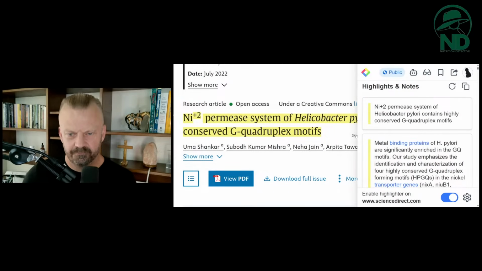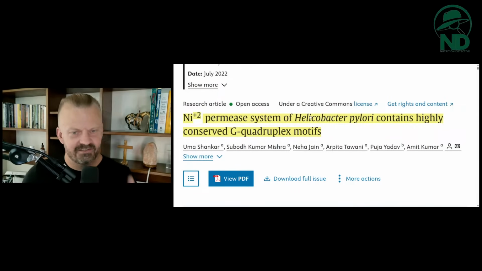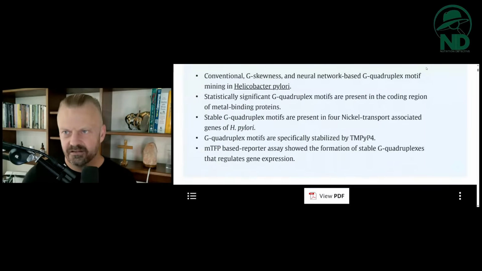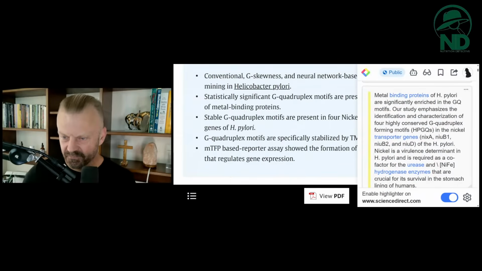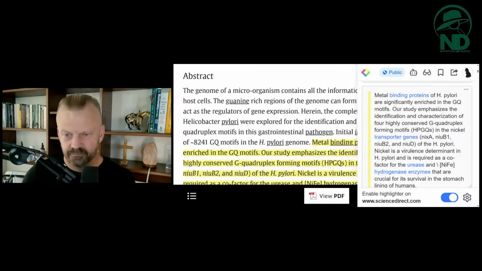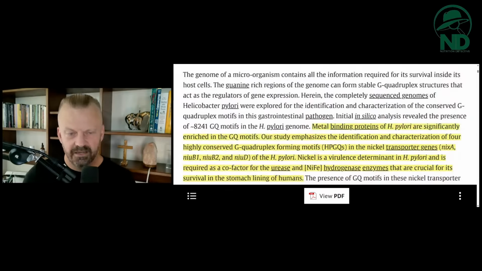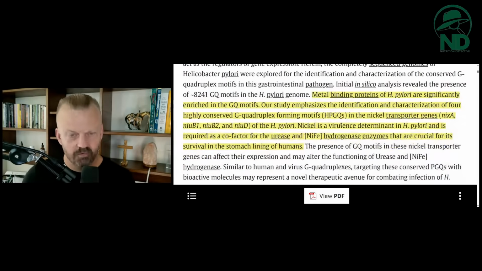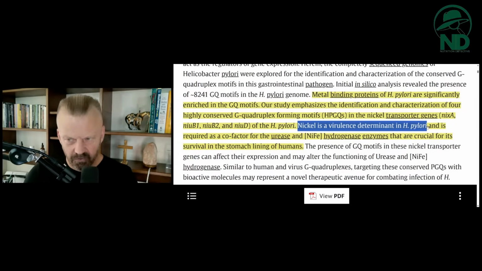There we go. Nickel permease system of the H. pylori contains highly conserved G-quadruplex motifs. I know this sounds pretty complex. But anyway, H. pylori really requires nickel. They literally say it here, nickel is a virulence determinant in H. pylori. So no nickel, H. pylori doesn't cause problems. We've seen this multiple places in the literature, and why aren't doctors the very first thing doing a low nickel diet?